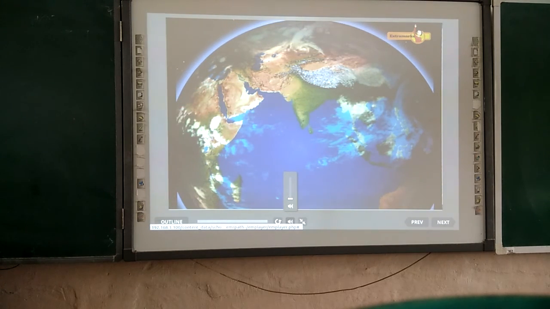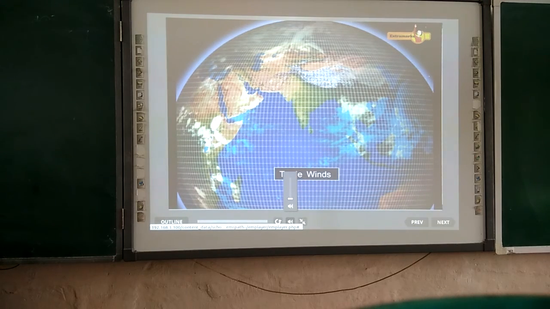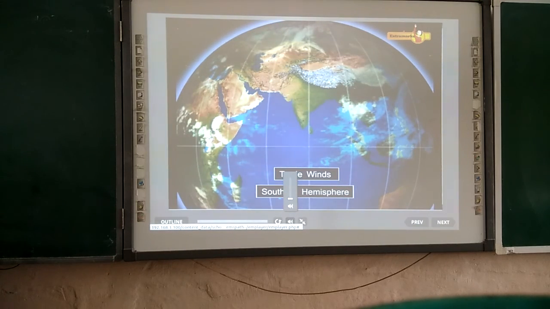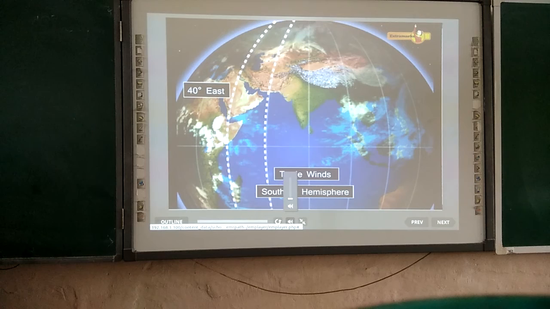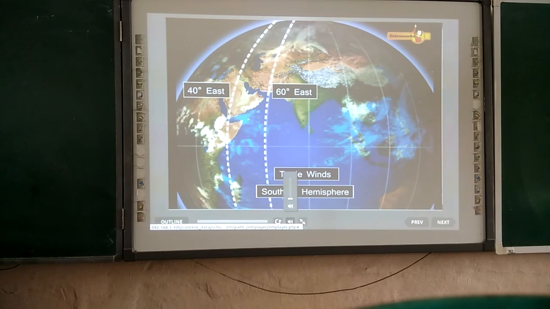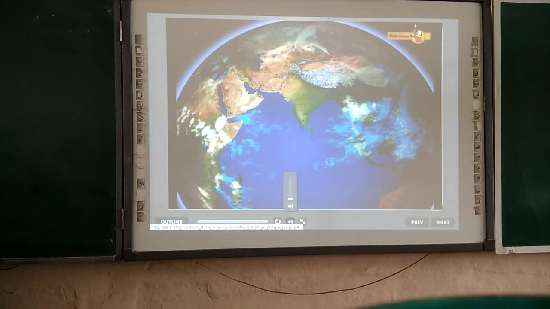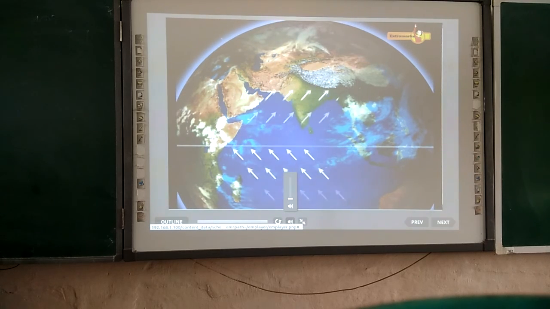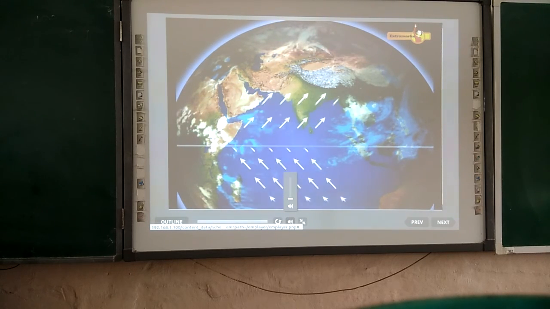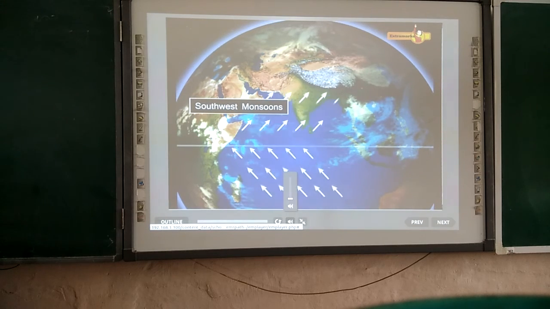Due to the shift of ITCZ, the trade winds of the southern hemisphere cross the equator between 40 degrees east and 60 degrees east longitudes. These winds blow from southwest to northeast and are called the southwest monsoons.